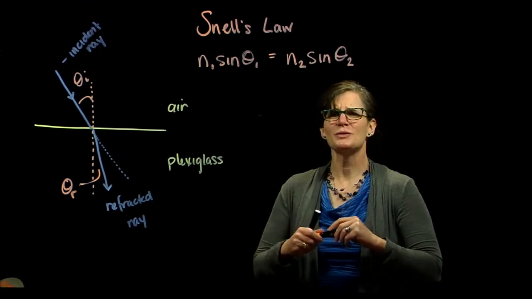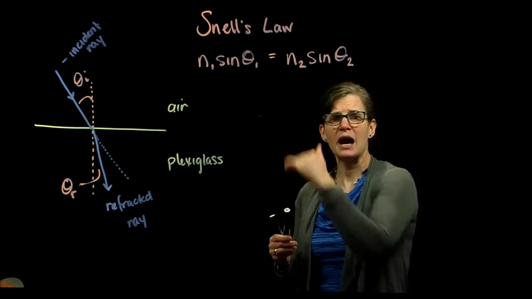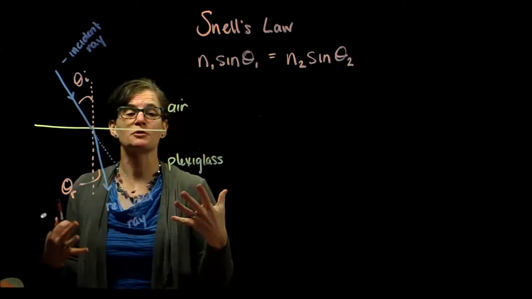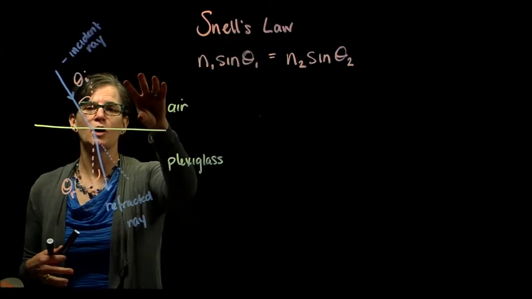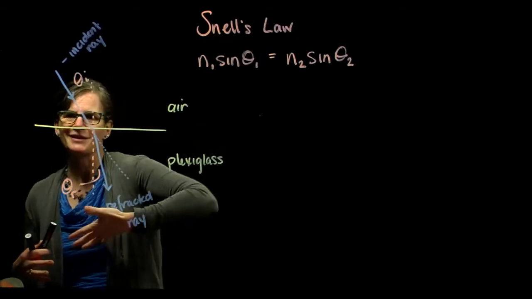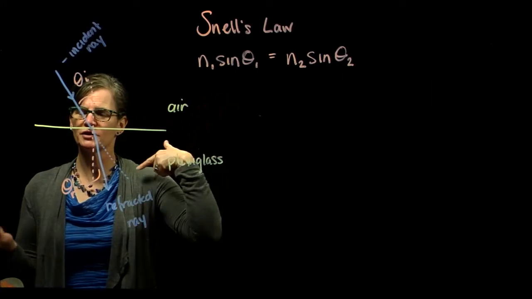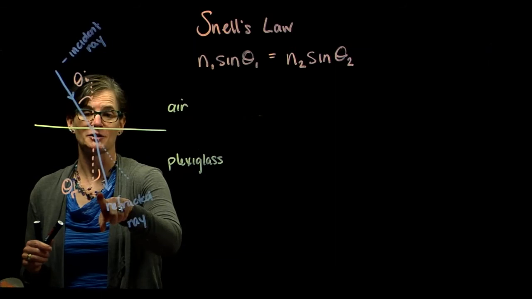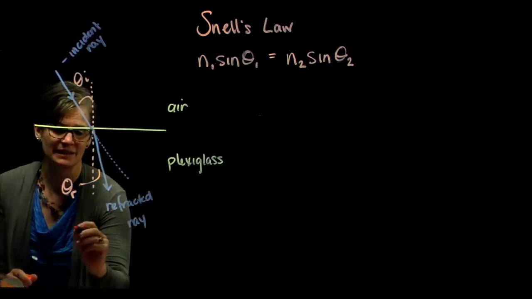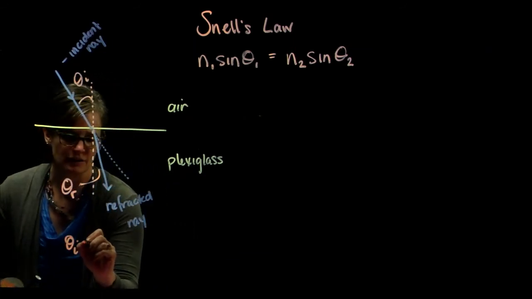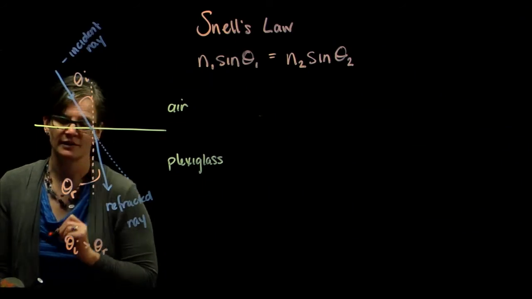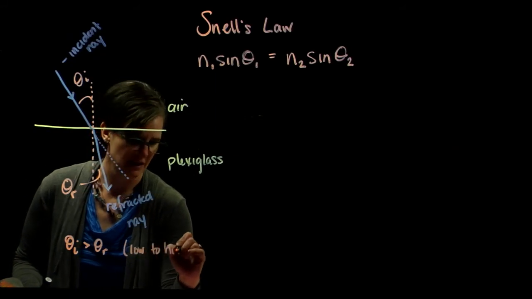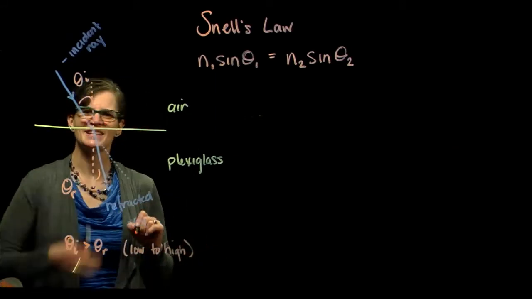So now let's use Snell's law to look at how the angles actually manifest. We've conceptualized that if I go from a low index to a high index, I'm going to bend towards the normal. Let's see if the equation works for that. How is my angle of incidence compared to my angle of refraction? We would expect that the angle of incidence is greater than the angle of refraction when we go from low to high. So let's use this as our example and test that idea.